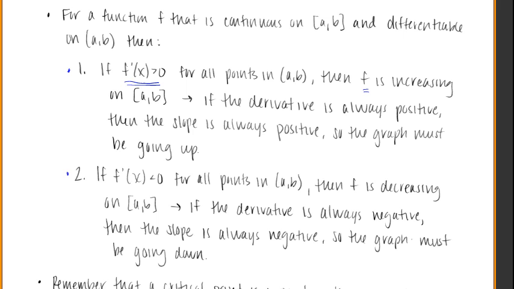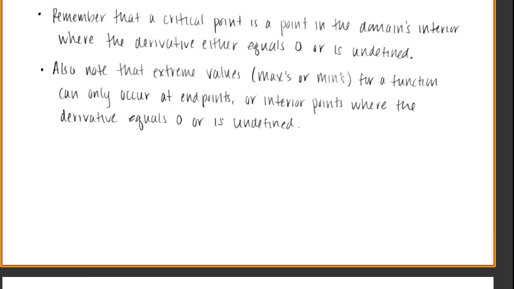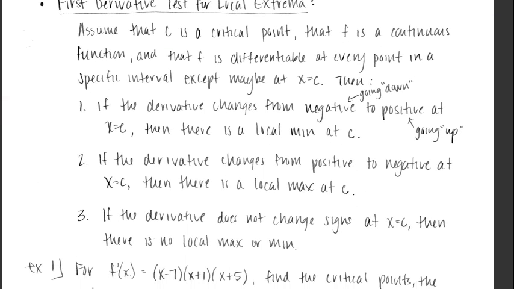Part 2 says that if your derivative is less than 0, so if your derivative is negative, then your main function has to be decreasing over that same interval. So a positive derivative means a positive slope going up, and a negative derivative means a negative slope going down.